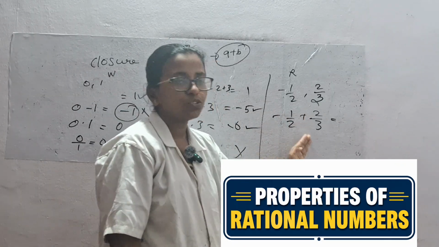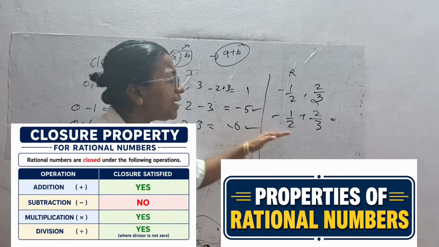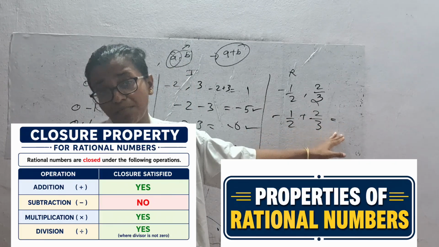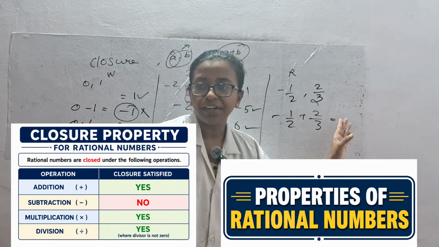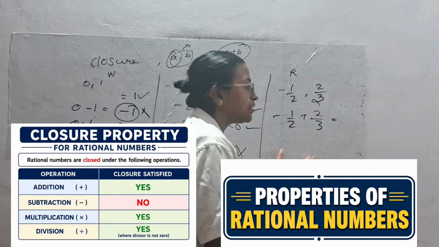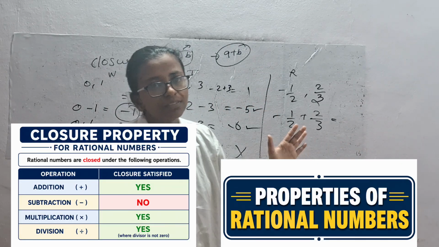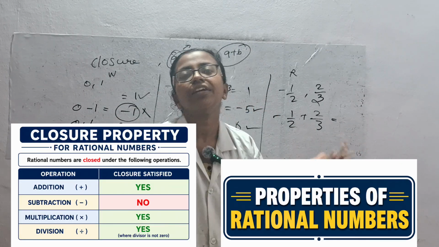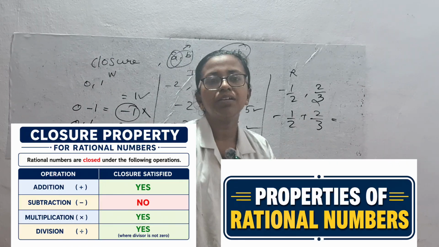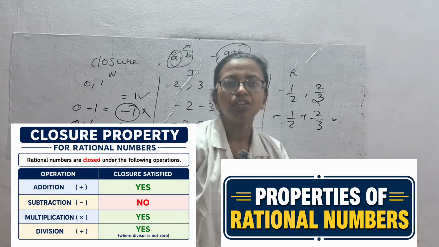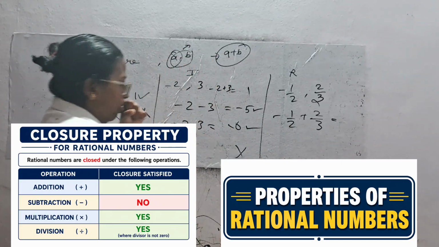Minus 1 by 2 plus 2 by 3. Taking LCM, I get the same rational numbers. So in addition, the closure property is satisfied for rational numbers. Multiplication also satisfies the closure property. Division does not satisfy it. In rational numbers we also have 0, and if I divide a number by 0, it is undefined. So in rational numbers it also does not satisfy.